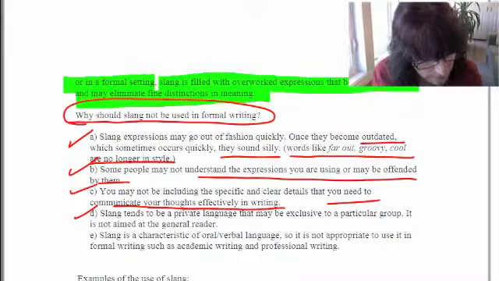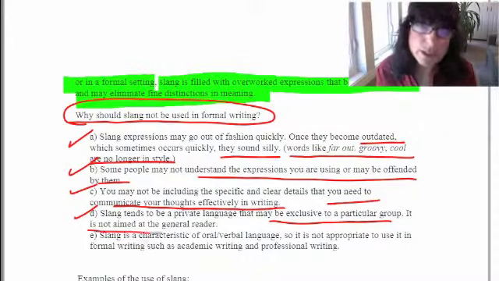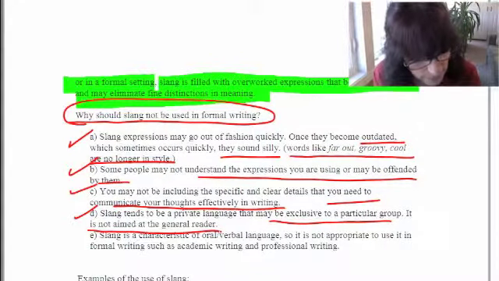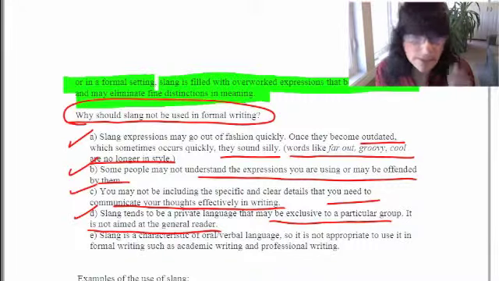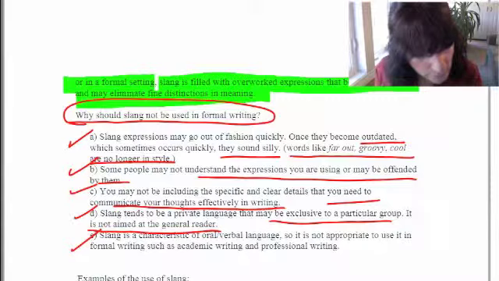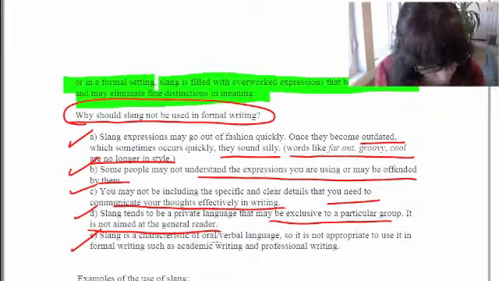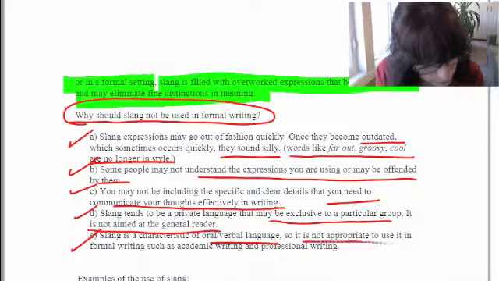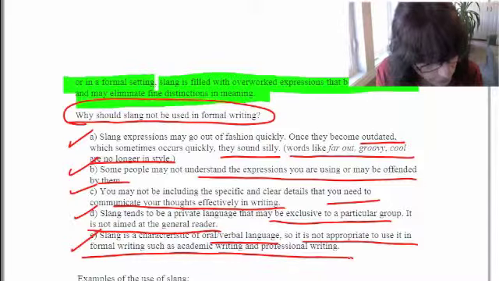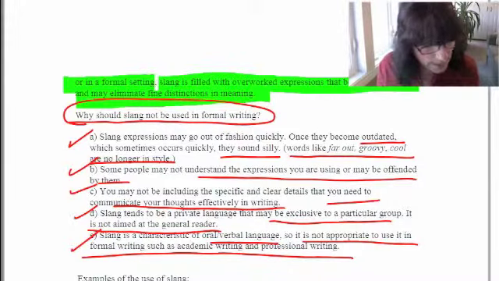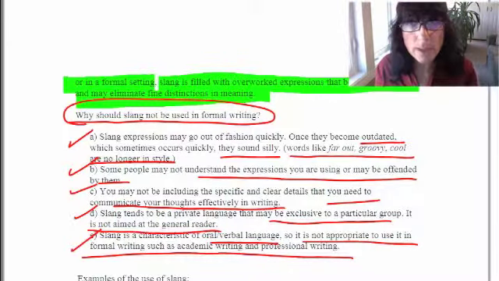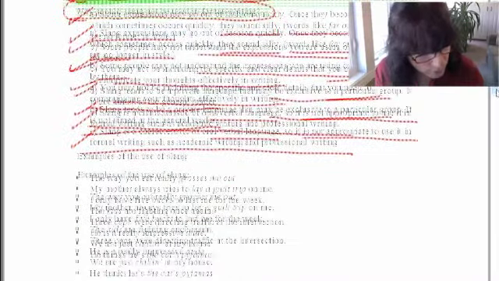Another point is slang tends to be a very private language, and it can be exclusive to particular groups. So slang is not aimed at a wide audience. It's not aimed the same way at the general reader. And the last reason I've included as to why slang should not be included in formal writing is it's a characteristic of oral and verbal language, so it's really not appropriate to use it in formal writing, such as academic writing, professional writing, business writing. You would try to avoid it.